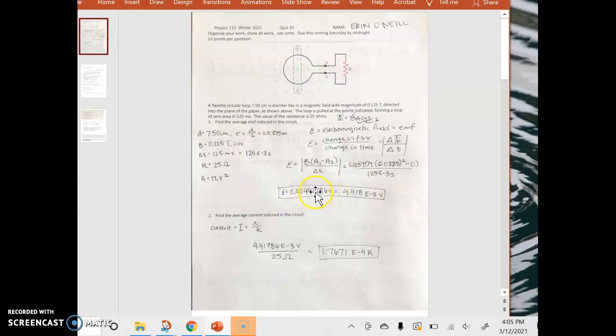Well, I got 4.418, yeah, because I rounded that right there.